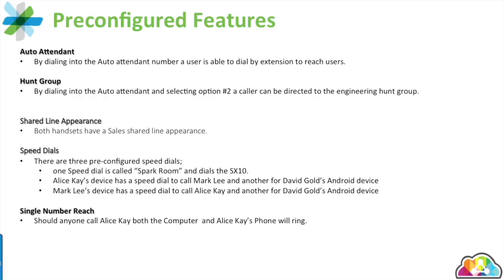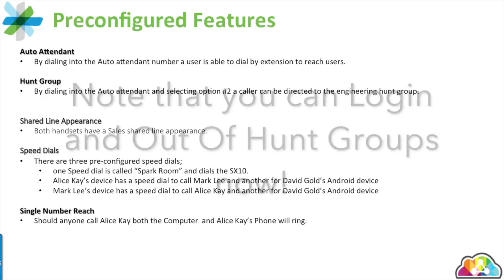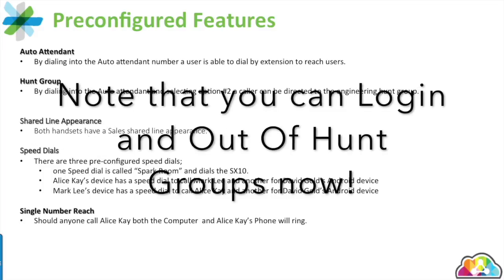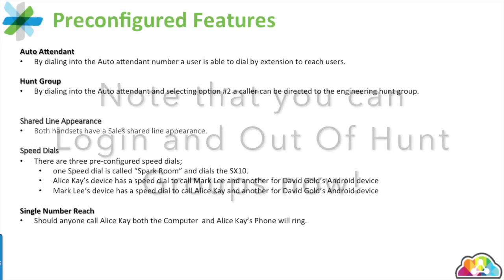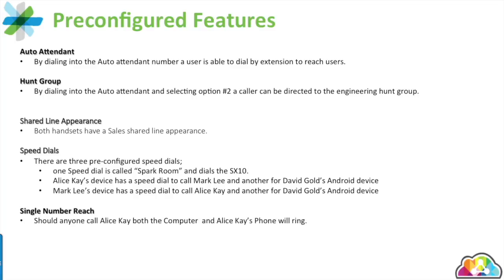So before we get into the users, there are some pre-configured, what we would call system-wide features. We took the time to configure a system-wide auto attendant using the Spark administration portal. By dialing into the auto attendant, you can use the number associated to a user to dial by extension. We've also included hunt groups, and based on that, we've configured an auto attendant that allows you to select option 2, and the callers will be directed to what we configured as the engineering hunt group.